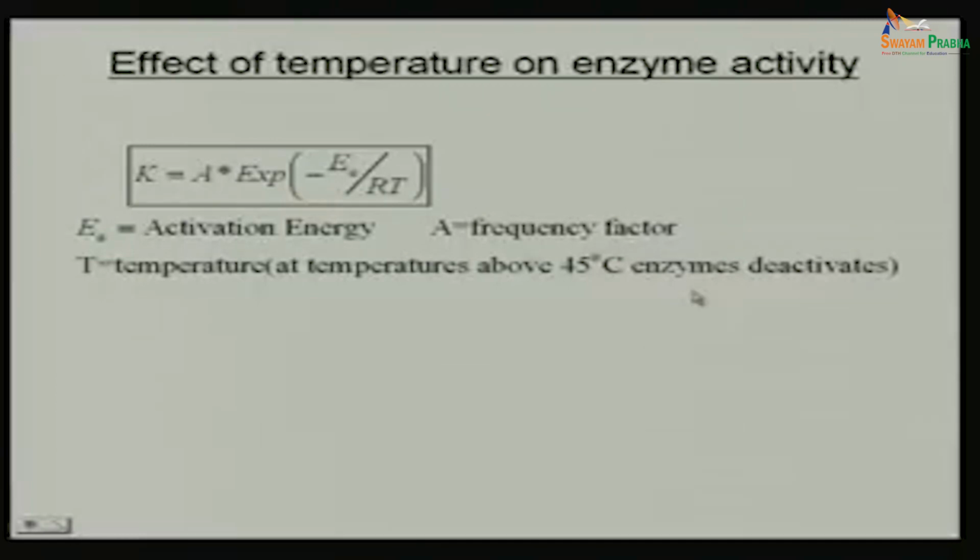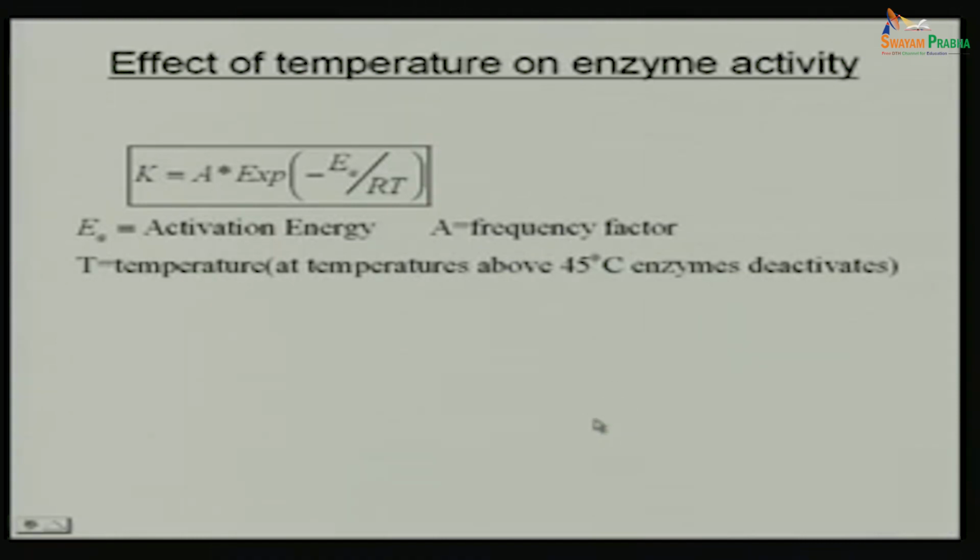Now, enzymes obviously would correspond to the temperature. The physiological enzymes, the enzymes that work in the human body, would correspond to the temperature range, of course. And if the temperature is higher than that, it still takes it to some extent. But above 45, and if you're doing experiments with enzymes, you'll figure this out, above 45 degrees centigrade, the enzymes start to deactivate. So when you're talking of the effect of temperature, it is valid within a temperature range.